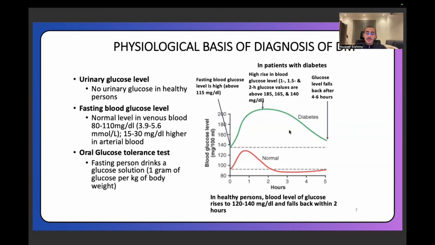But in cases of diabetes, you already have a high fasting blood glucose level. And when you give glucose and you measure the rise, there would be a rise more than the normal. So levels of 185, 165, 140. And even after 2 hours, it would still be high. And this is how you diagnose diabetes. And even after 4 to 6 hours, it would still be high. So it would not normalize. So patients with diabetes have constantly high blood glucose levels and they cannot control, maintain or regulate it.